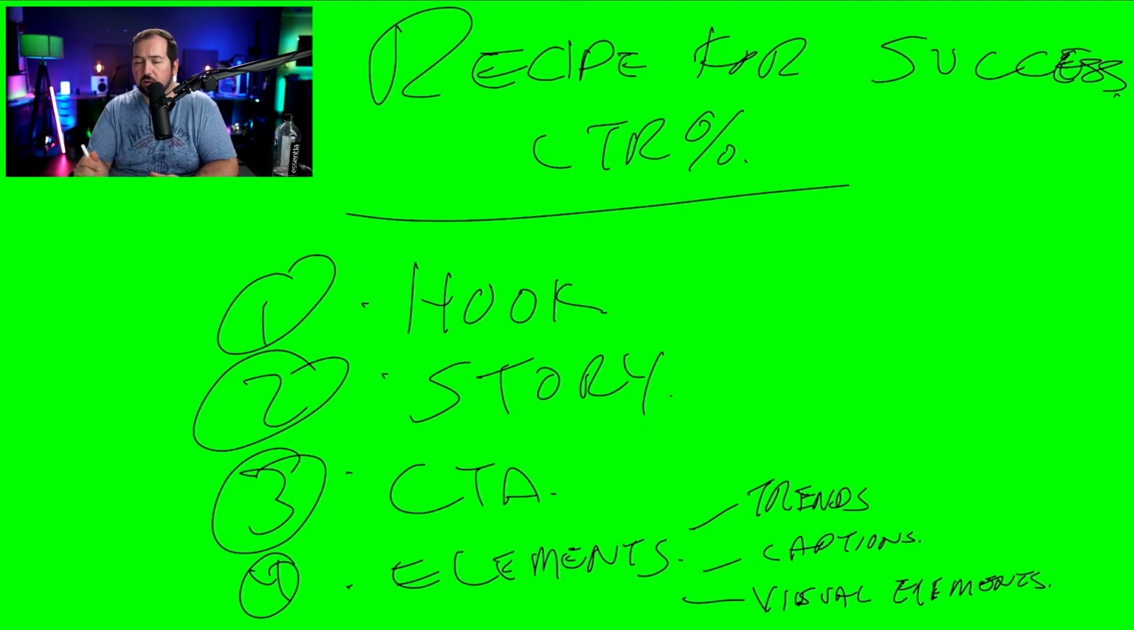So hook, story, a good, strong call to action. A call to action is just telling people what you want them to do. Go ahead and click on the link below, fill out the form, and we'll get back with you soon. A call to action can also be in the form of a caption on the video itself. Different elements, like using trends. Obviously, if you're going to use trends, make sure you don't use outdated trends. Different captions on your videos themselves. And then visual elements, like I mentioned before: background, lights, props, whatever it is. You don't want to just be in a plain room with no depth, kind of like depth of field. You want to have visual elements that will capture people's attention.